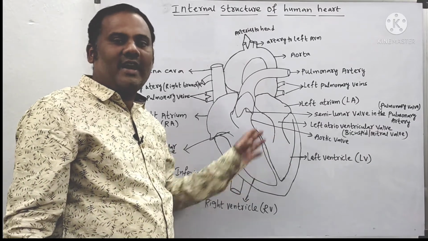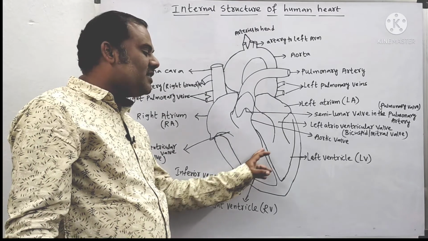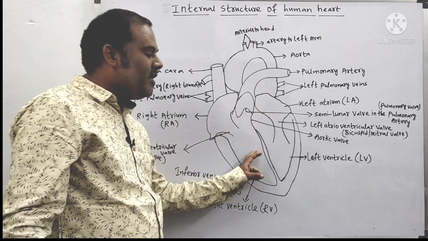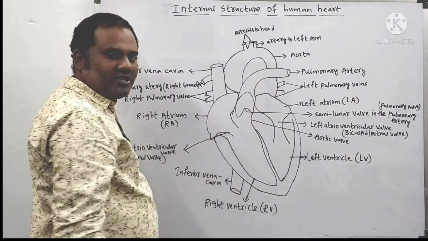Ventricular means right ventricle and left ventricle. Septum means what? Wall. Okay. So it is a wall separating the right and left ventricles. So, interauricular septum, interventricular septum. Now, these are the 4 chambers.